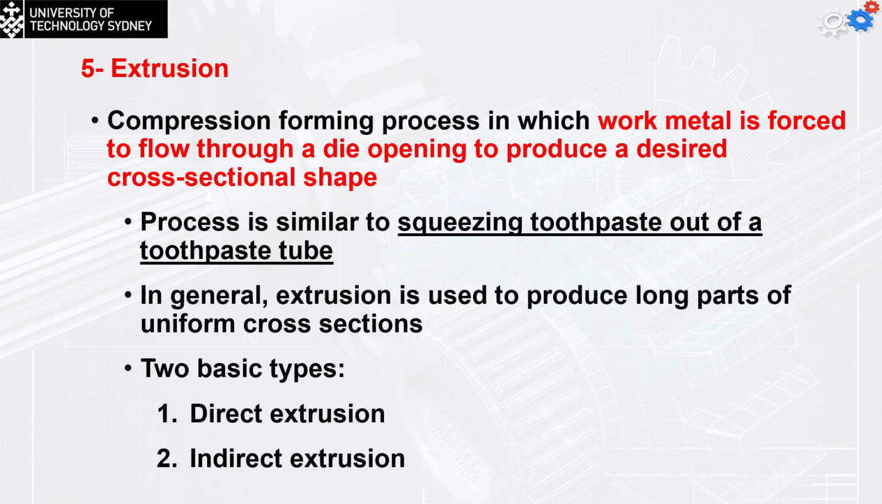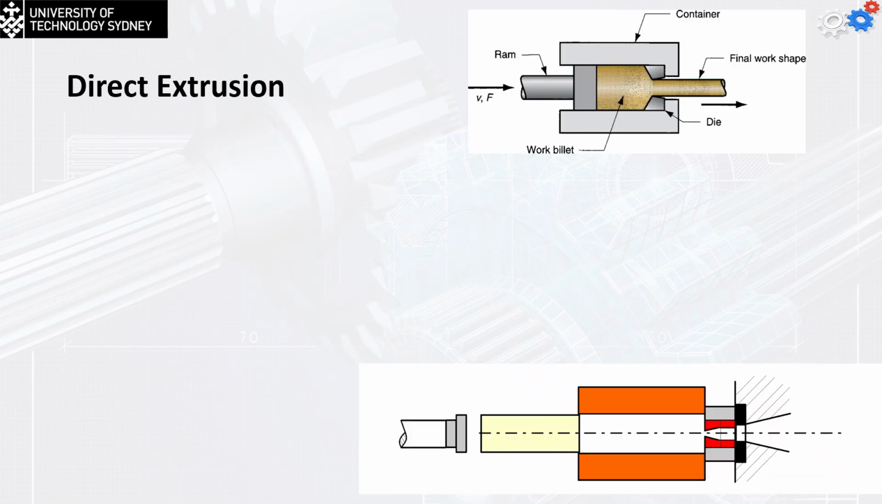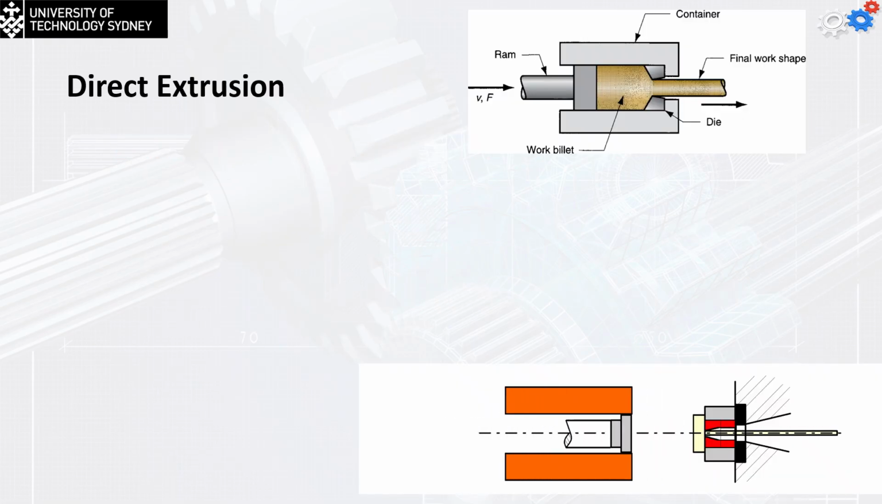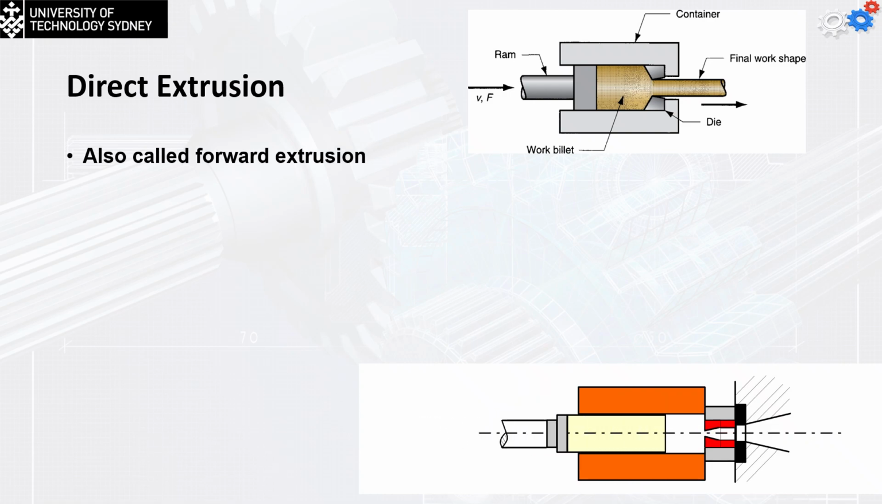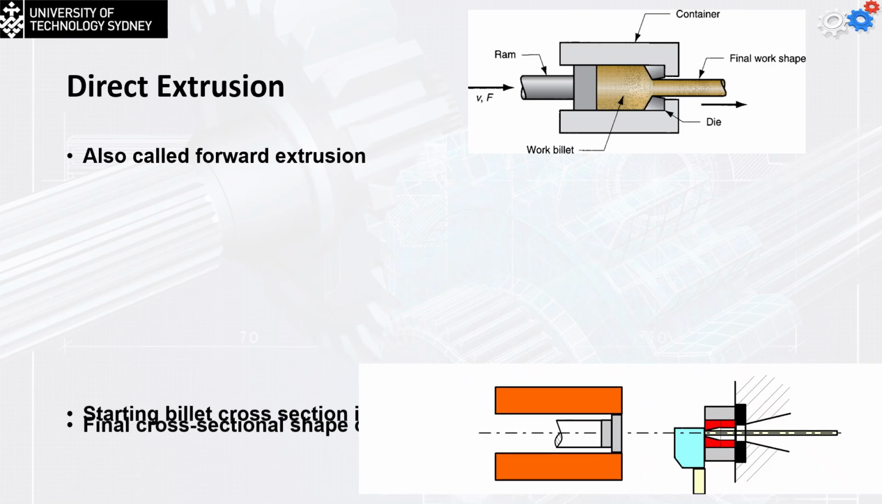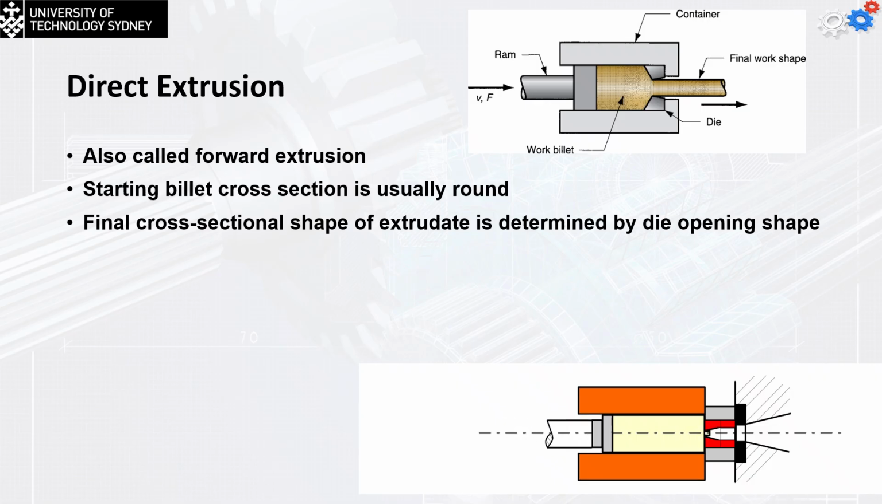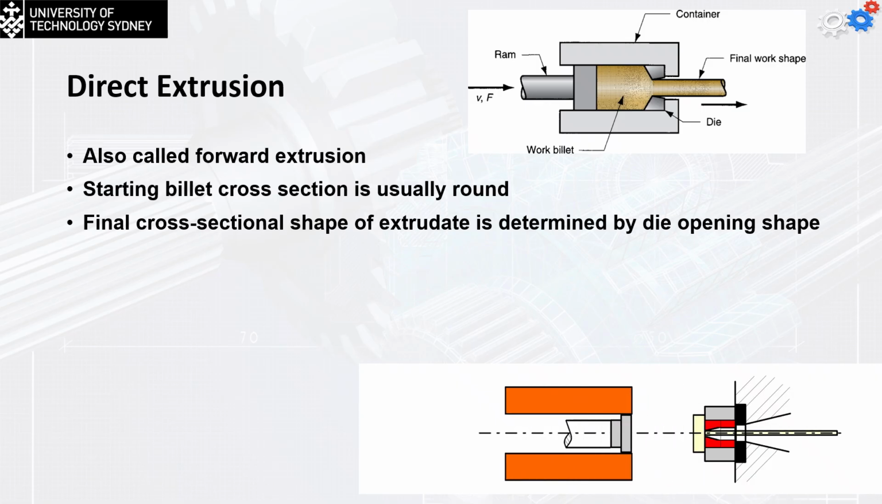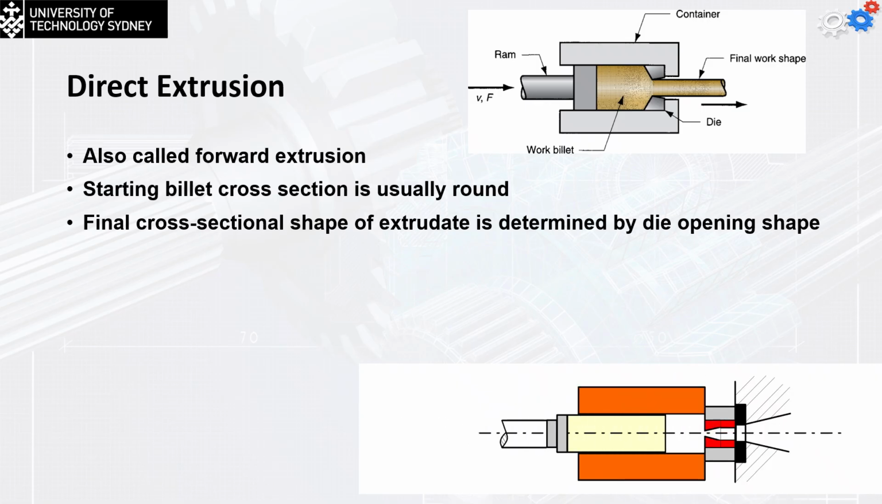We have two basic types of extrusion: direct extrusion and indirect extrusion. In direct extrusion, the material flows in the same direction as the ram, also sometimes called forward extrusion. The starting pellet cross section is usually round. The final cross section of the extrudate is determined by the die opening shape.